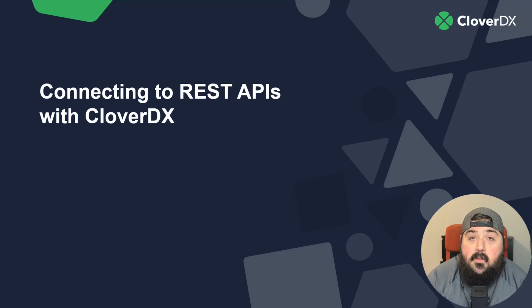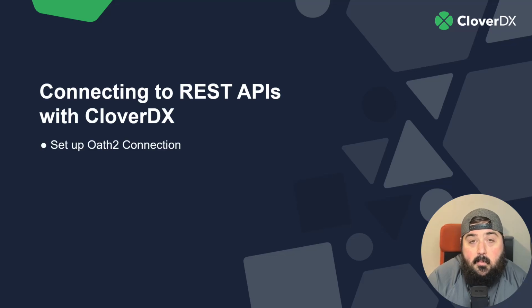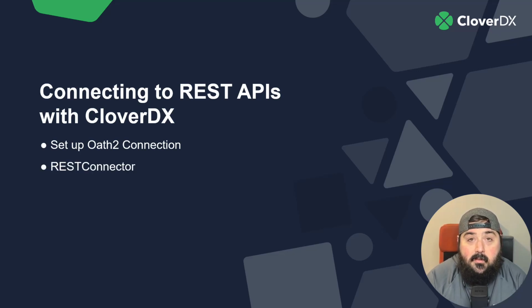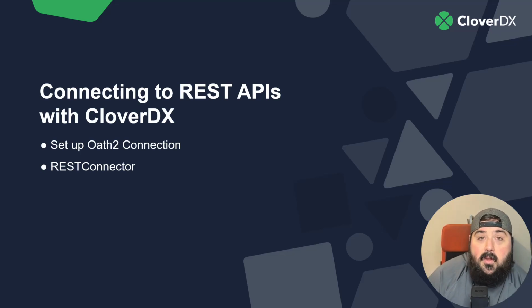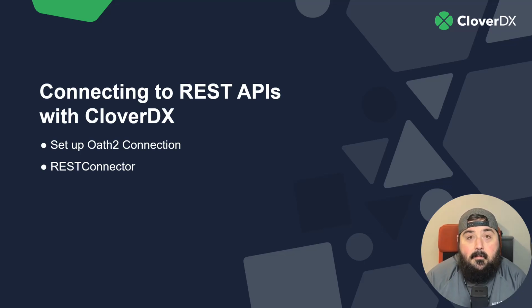So to connect to REST APIs using CloverDX, all we had to do was set up a connection between our API and CloverDX. We used OAuth for that today. And then we used the RESTConnector component and the OpenAPI specification for CloverDX to do most of the work for us in checking the endpoints and the required headers, etc. And I hope that this works for your API and that you're able to, just as quickly and easily as me, get the data that you're looking for from your API. Thanks.